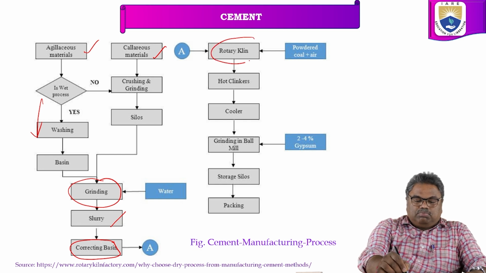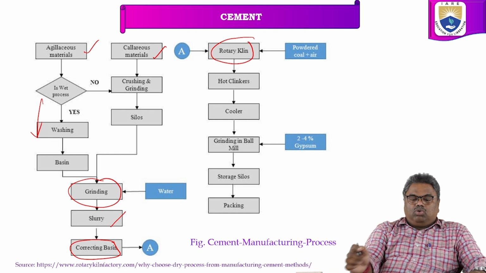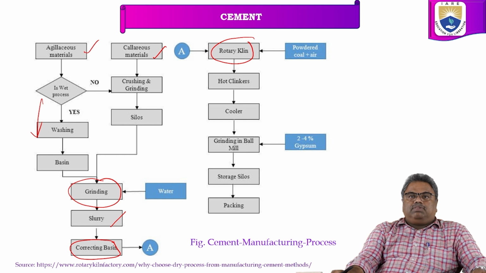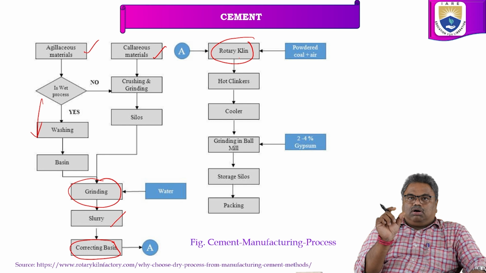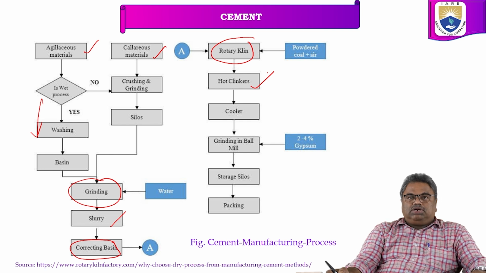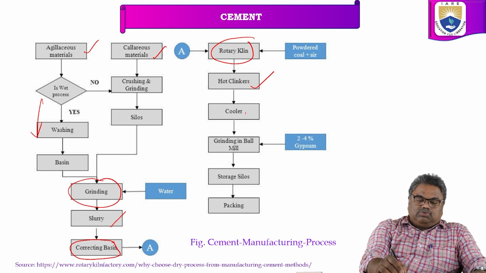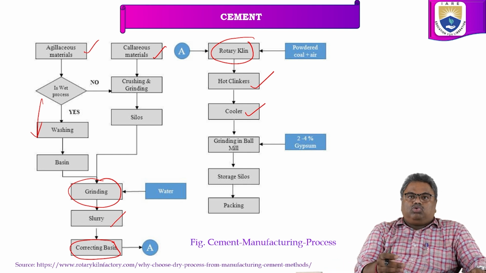This is very, very important: the rotary kiln. In the rotary kiln, powdered coal and air are added, and it will form hard clinkers. So cement forms like hard clinkers. After that, we have to cool the clinkers, so the clinkers will move to the cooler.